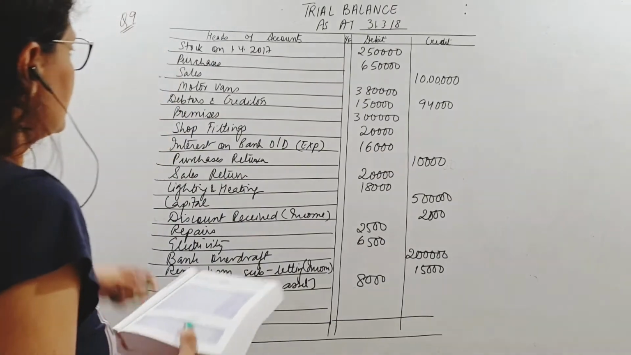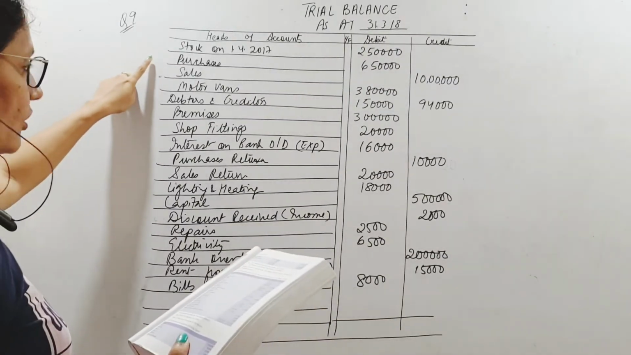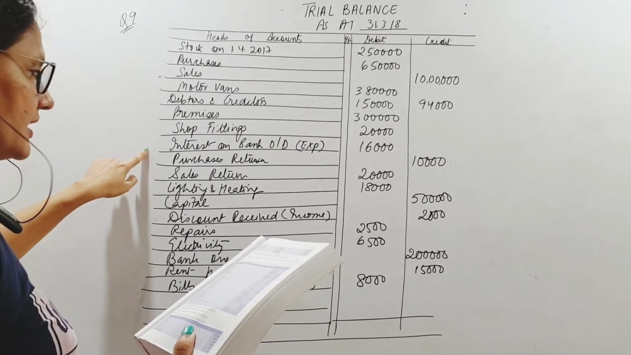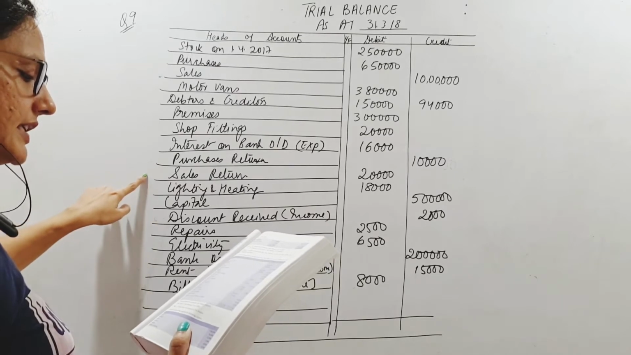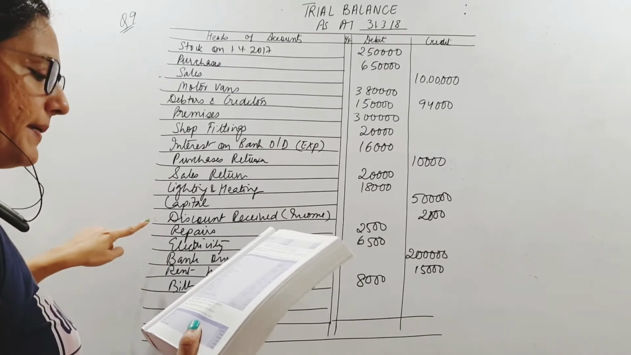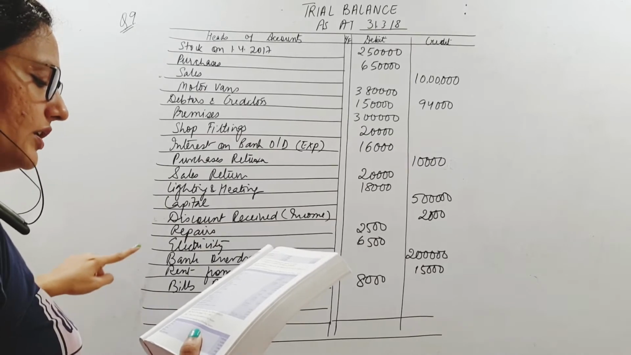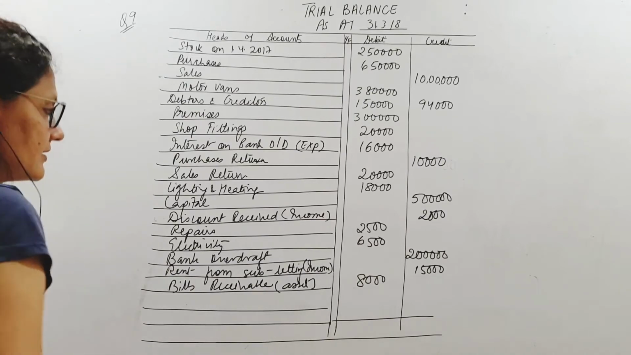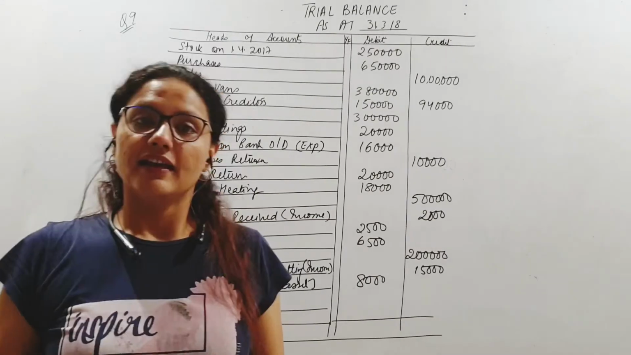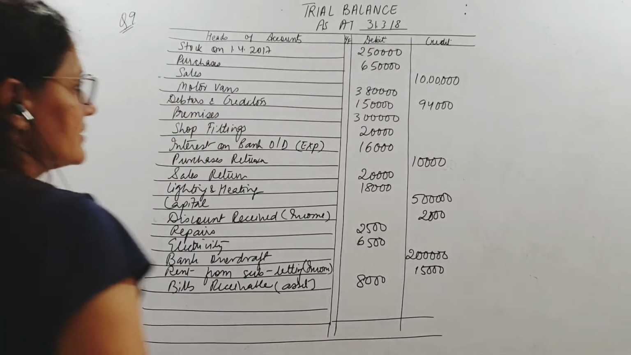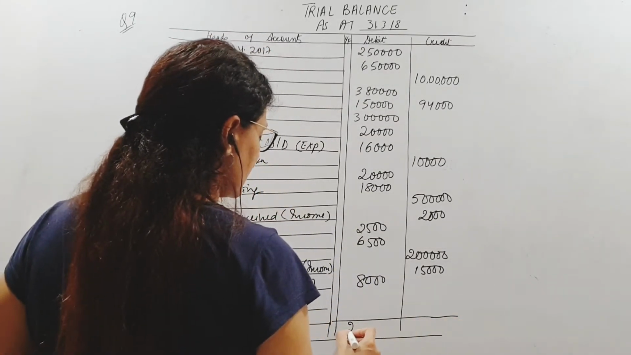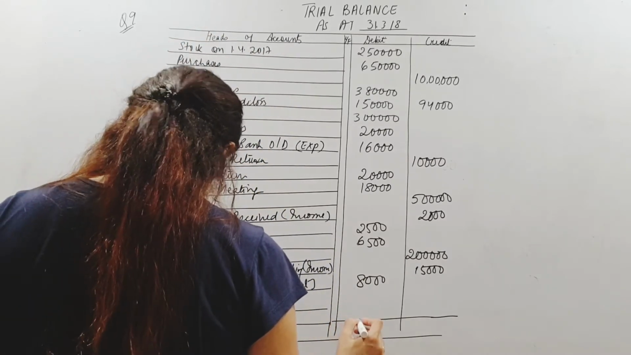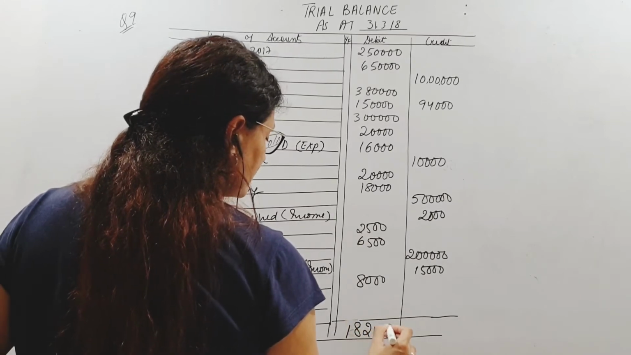Before that, we will just quickly check whether we have put all the amounts or not. Stock, purchase, sale, motor van, debtors, creditors, premises, shop fitting, interest on bank OD, purchase return, sales return, lighting, heating, capital, discount received, repairs, electricity, bank overdraft, stock we have not taken, rent from subletting and bills receivable. Good. So let us quickly total this up and check. Okay. So now if we see this, the total on both sides is coming to 18 lakhs 21,000 on both sides.